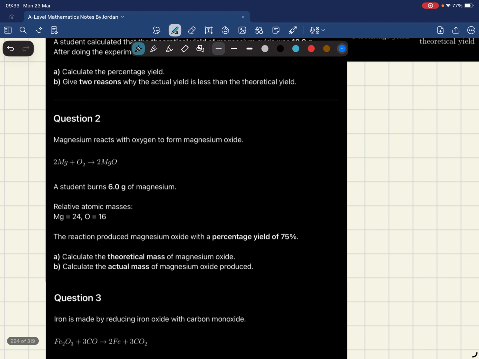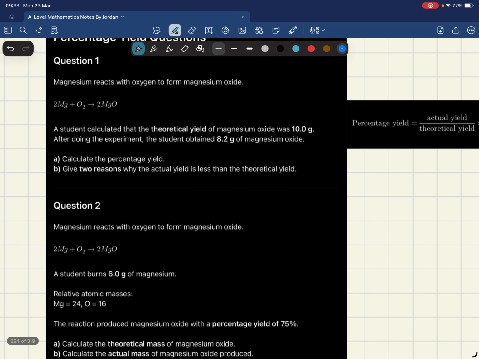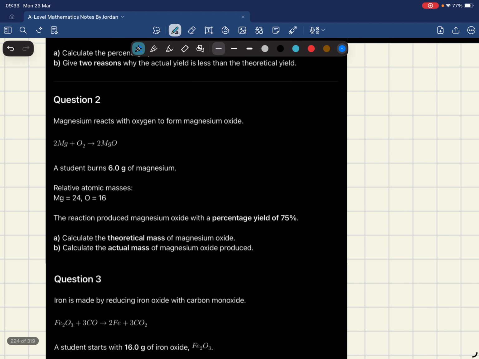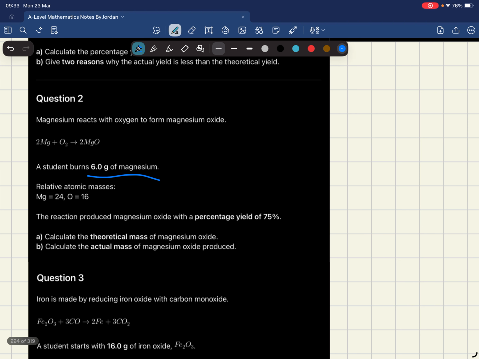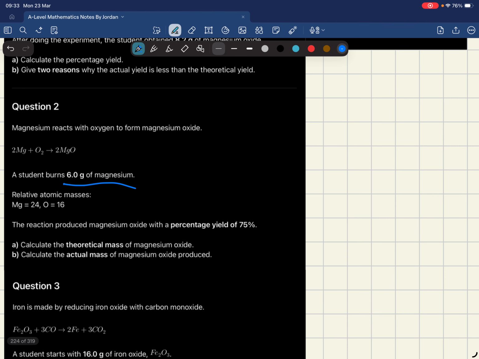Alright, question 2. These ones are a little bit harder, as you will see in a minute. So we have magnesium reacts with oxygen to form magnesium oxide, same chemical reaction. This time it's saying that a student burns 6 grams of magnesium. And we've got some relative atomic masses, so we will need to do some reacting mass calculations. Let me have a go at that.